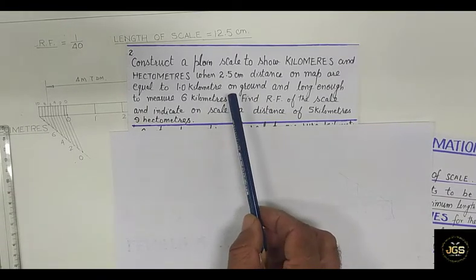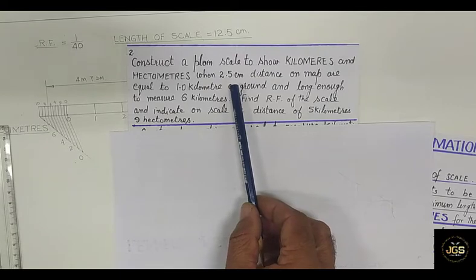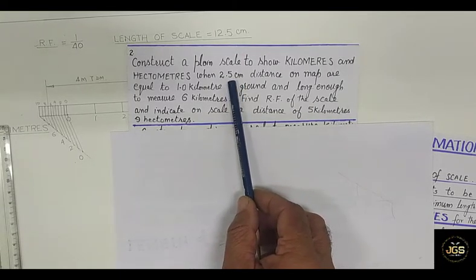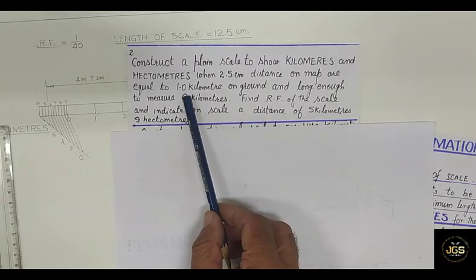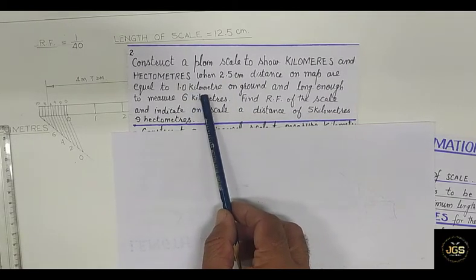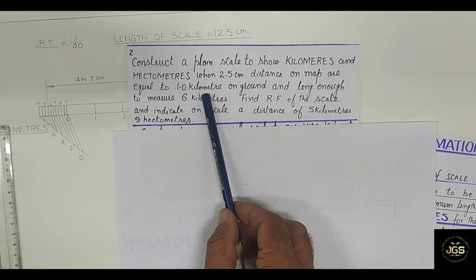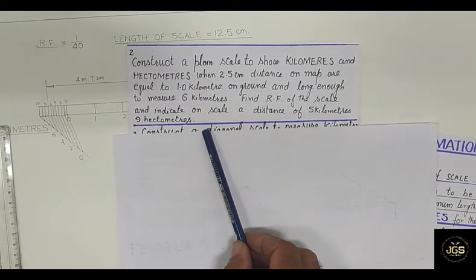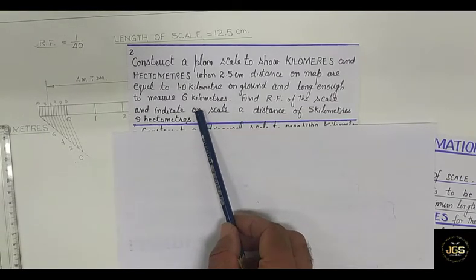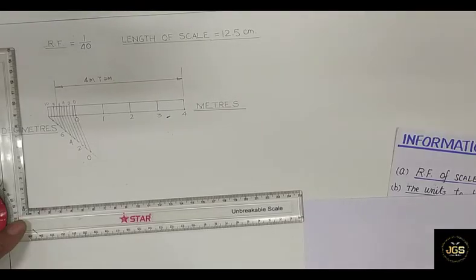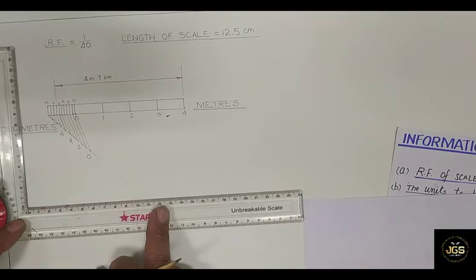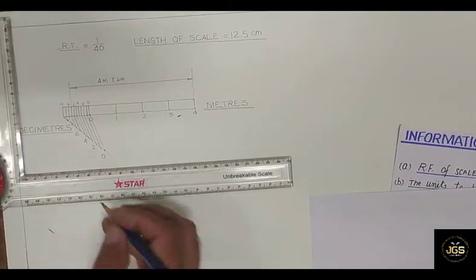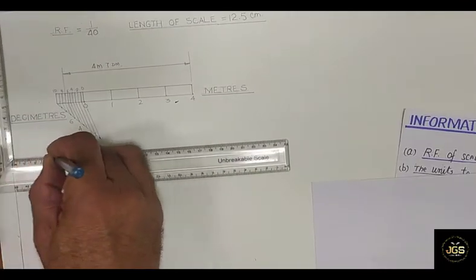Now, when we are going to solve the RF, here the length of line on the map is 2.5 centimeter and it represents 1 kilometer. Okay, so now again with the same process we will calculate the RF. So again I will write over here in the second case, what is the second?